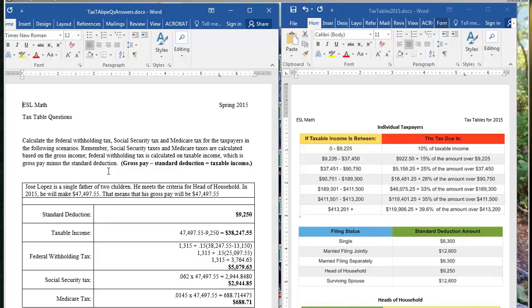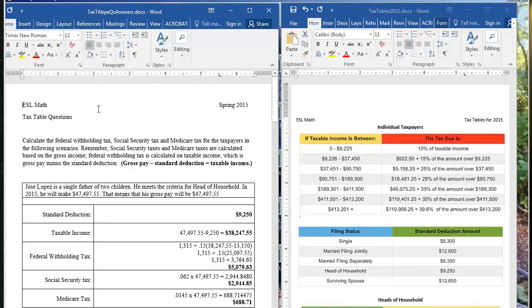So let's go ahead and take a look at this first question, and it's with Jose Lopez. It says, Jose Lopez is a single father of 2 children. He meets the criteria for a head of household. In 2015, he will make $47,497.55. And that means that his gross pay will be $47,497.55.